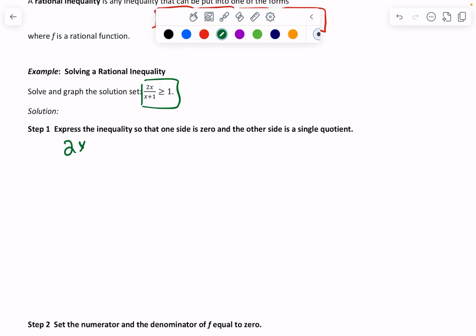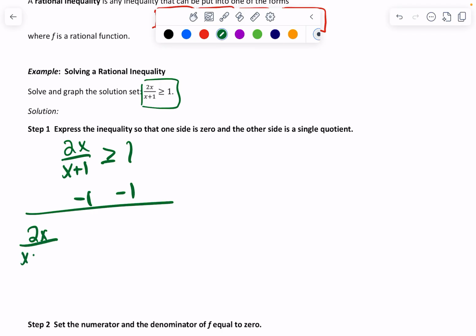So 2x over x plus 1 is greater than or equal to 1. So what we need to do is move the 1 to the other side by subtracting 1. So 2x over x plus 1 minus 1 is greater than or equal to 0. And why did I put an equal sign here? It should look like this.